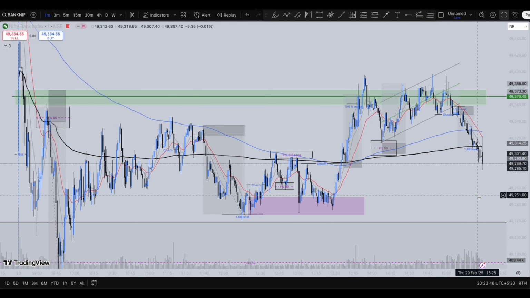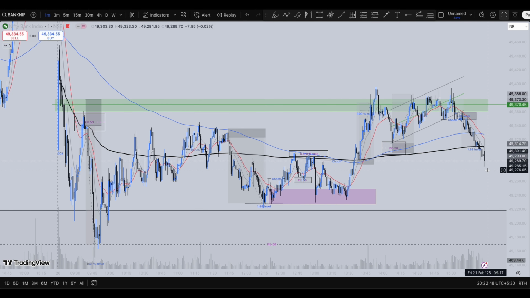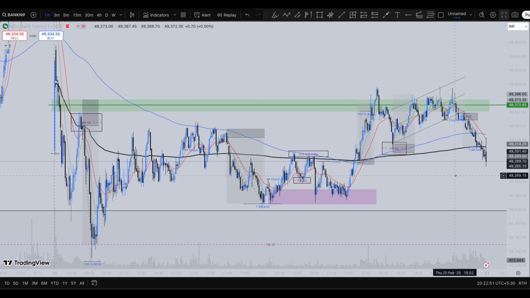So this is about my Bank Nifty as well as Nifty 50 trade analysis, guys. Hope you have got some insights into how I usually trade.